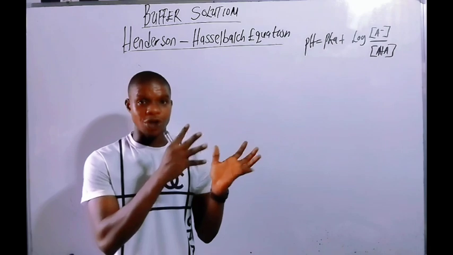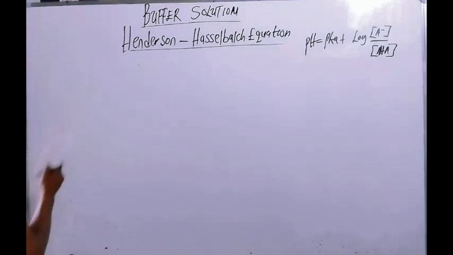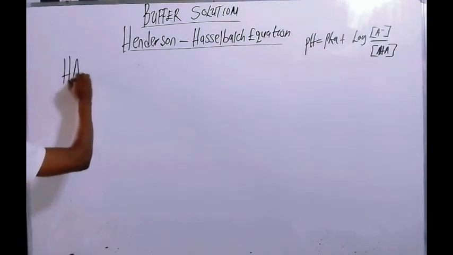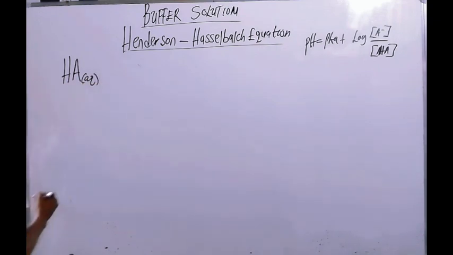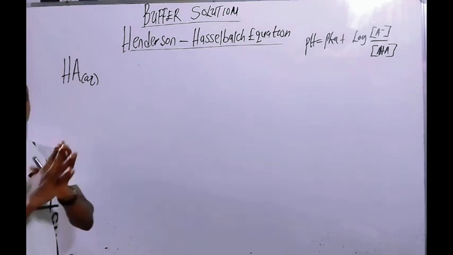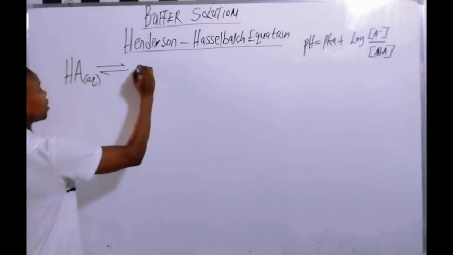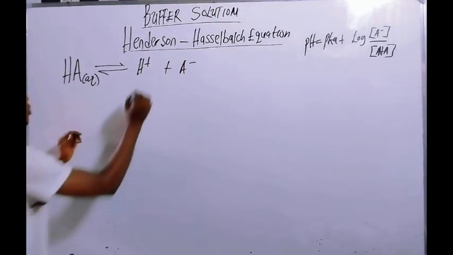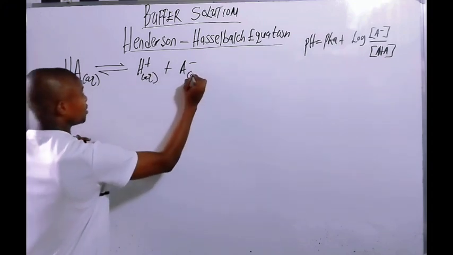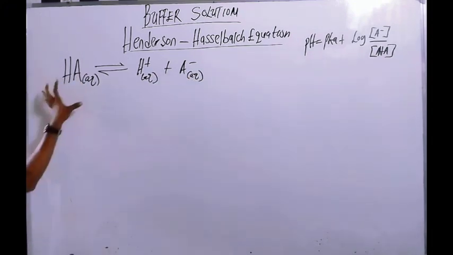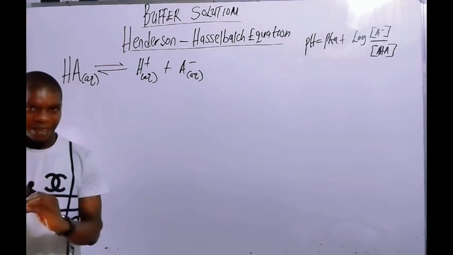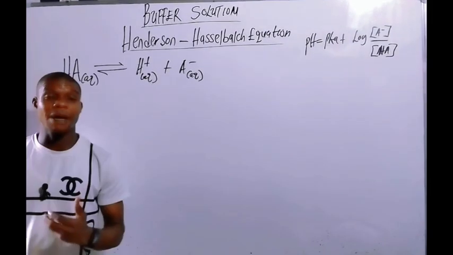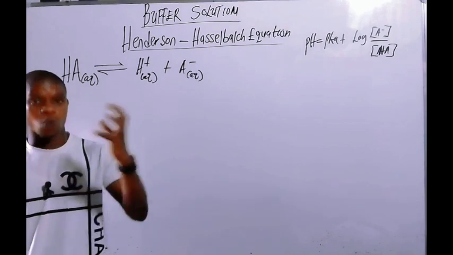Let's focus on the acid aspect. The acid we use is HA, aqueous. When you dissociate this in water, you get H plus and A minus, both aqueous. An acid like this is called a monoprotic acid. What do you understand by a monoprotic acid? These are acids that can donate only one proton.